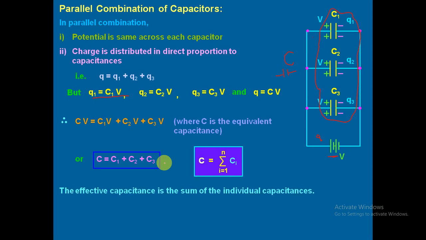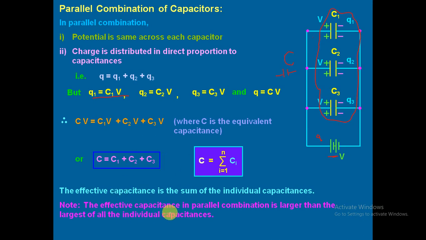The effective capacitance is the sum of the individual capacitances, and a very important note here is that the effective capacitance in parallel combination is larger than the largest of all the individual capacitances. So here also, if we consider the same example, 1 microfarad, 3 microfarad, 5 microfarad, the net capacitance would be, simply you need to add them, that is 8 microfarad, which is greater than the largest value of the combination, that is 5 microfarad. So this is the parallel combination of the capacitors.